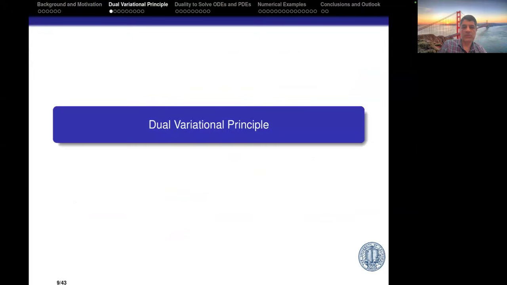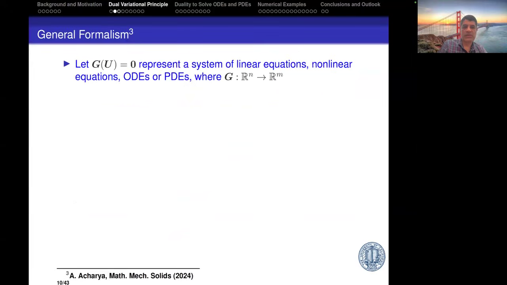Okay, so let's start with the dual variational principle. Here are a couple of slides to tell you the big picture with the main steps. Then I'll start with an ODE, with a set of algebraic equations, and then go on to other ODEs and PDEs. So let's first think of a system of linear or nonlinear equations, ODEs or PDEs. I'll think of G as a function of capital U. You can think of capital U as my primal variables, which live in R^n, I should point out here, R^n. And G is a system of, say, M equations.